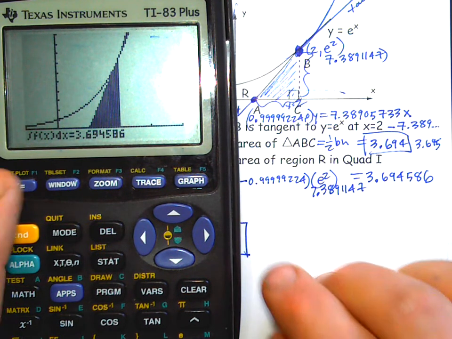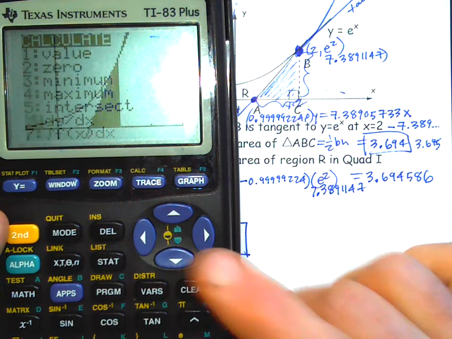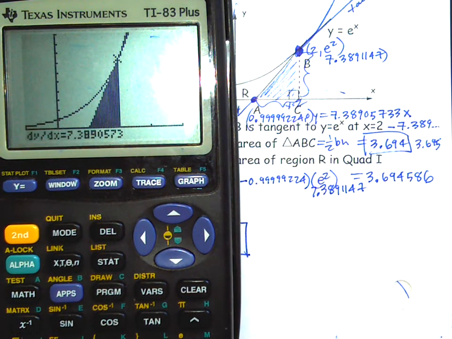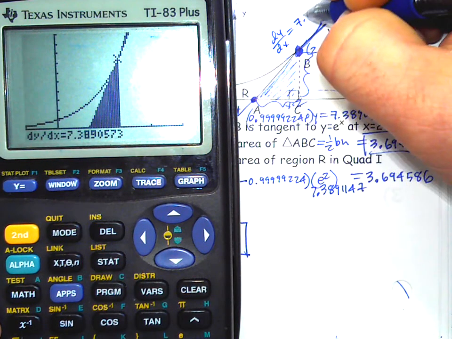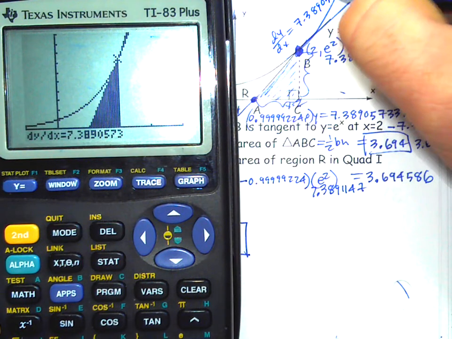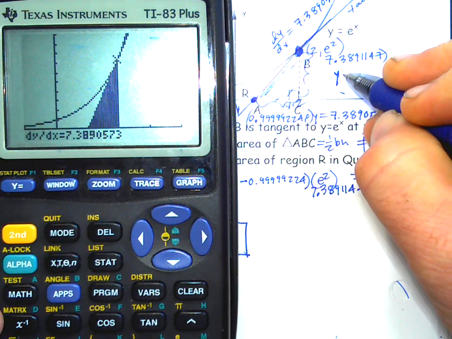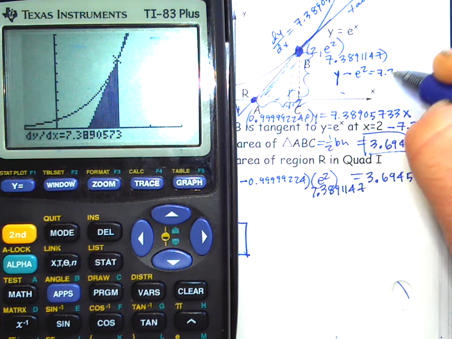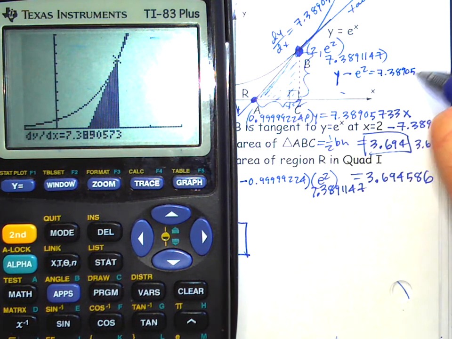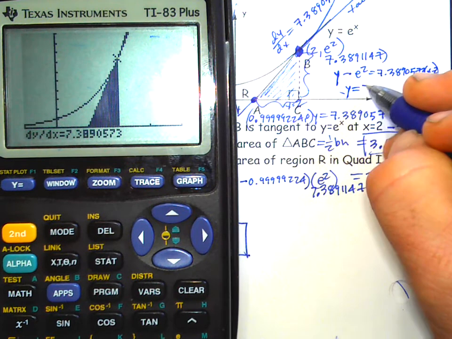The other way of getting the equation of the tangent line is to do second calc, dy/dx on the original curve at x equals 2, and it gives you the slope. dy/dx equals 7.389053. Then you can write your own equation of the tangent line using point-slope form: y minus e squared, that's a point, equals 7.389053 times (x minus 2). That's the equation of the line, and then you could change it to slope-intercept form, which might be helpful.